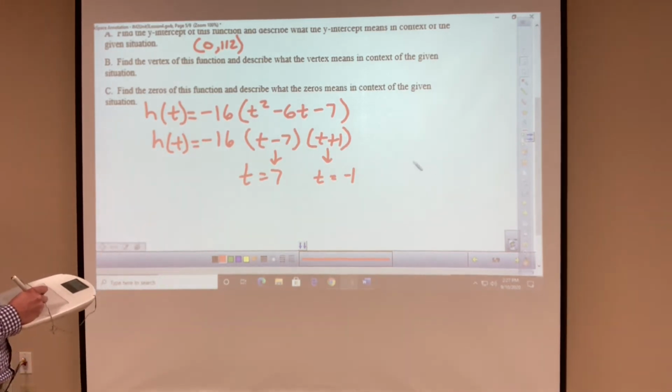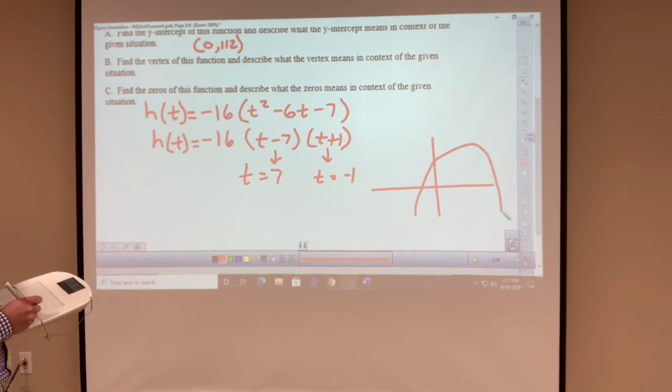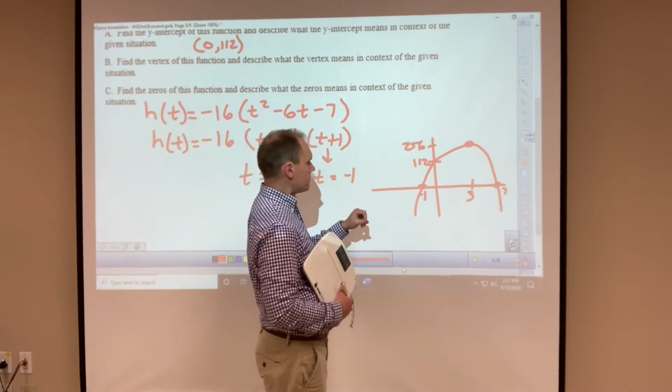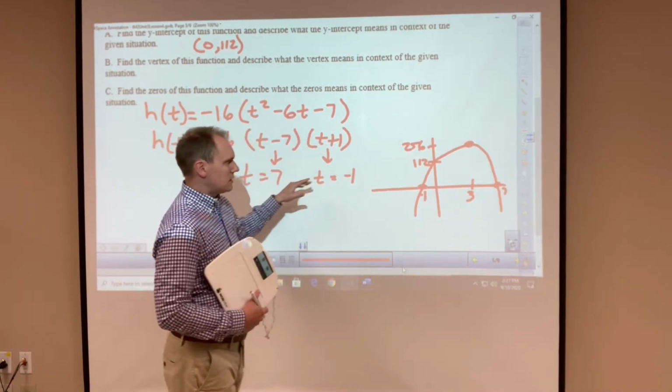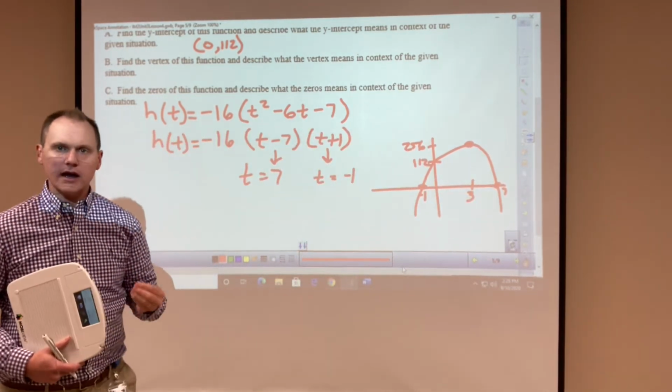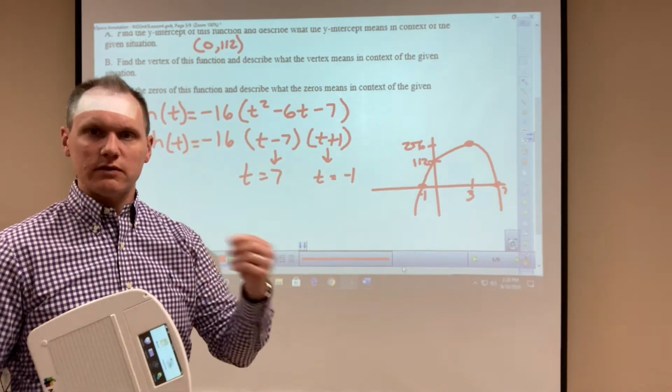Well, let's see. If we were to create a quick sketch of this graph here, up and back down. Again, not a perfect graph. We know the vertex here is after 3 seconds. It's at 256 feet. Here's 112 where it starts. Here's at -1 seconds, and at 7 seconds, we have those x-intercepts here. So after 7 seconds, the rocket hits the ground. So that's the time of its flight. So it's a 7-second flight.